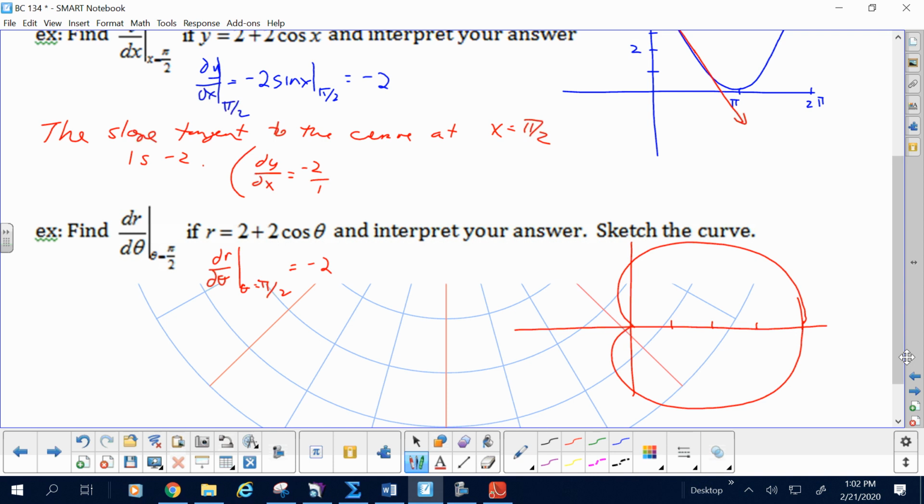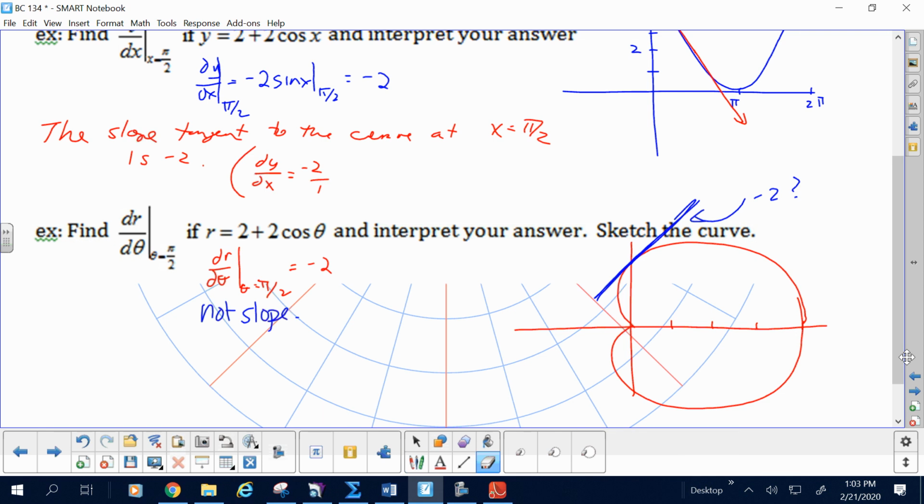Now, say you said, oh, no, just a derivative, it's slope still. Well, here's pi over 2. Does that look like -2? Most definitely not. Okay, so dr d theta is definitely not slope, because slope is rise over run, y change over x change, and we're not dealing with y and x here. We're dealing with r and theta.